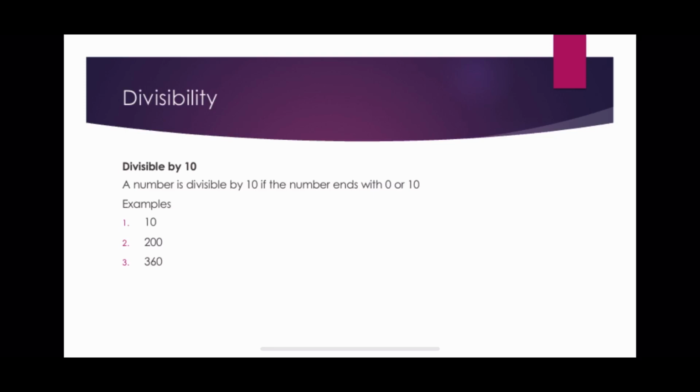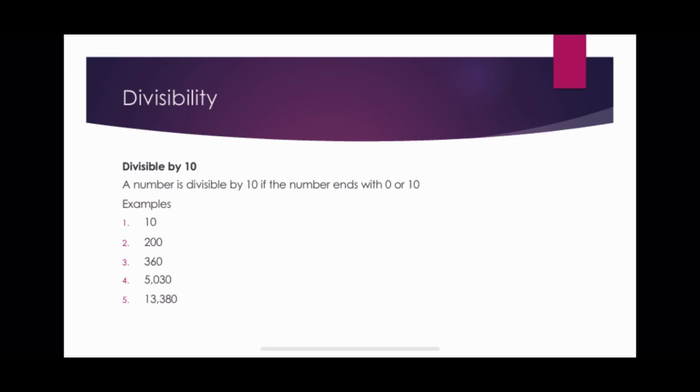Number 3, 360. It is also divisible by 10 because it ends with 0. Number 4, 5,030 is also divisible by 10 because it ends with 0. So, no need to perform the manual division or use a calculator. You can identify the numbers that are divisible.